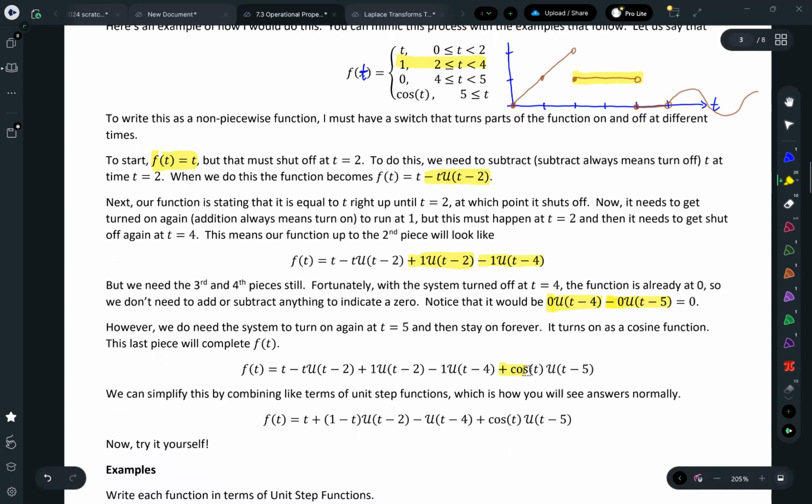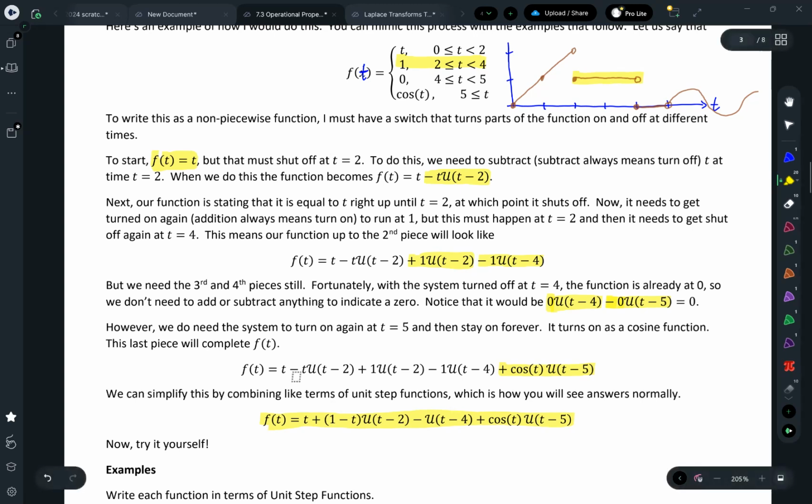So here's what that looks like. Plus cosine of t, u of t minus 5. And that is it. That is f of t. Here's our final product, or sum, I should say. F of t is t plus, I did some math here.